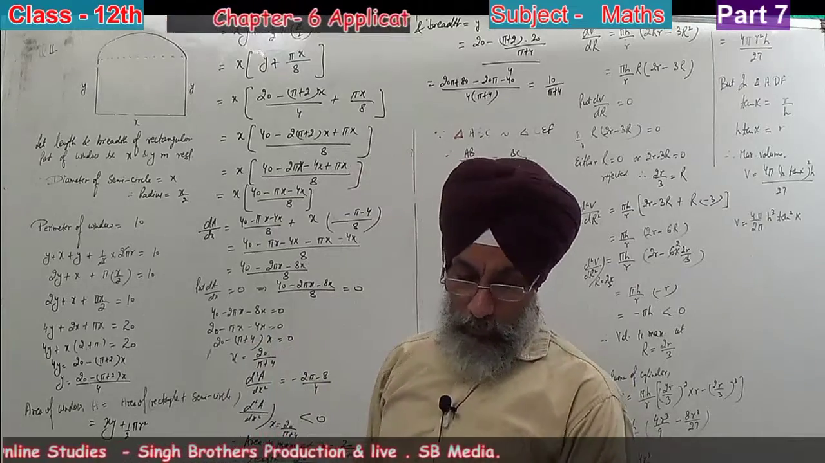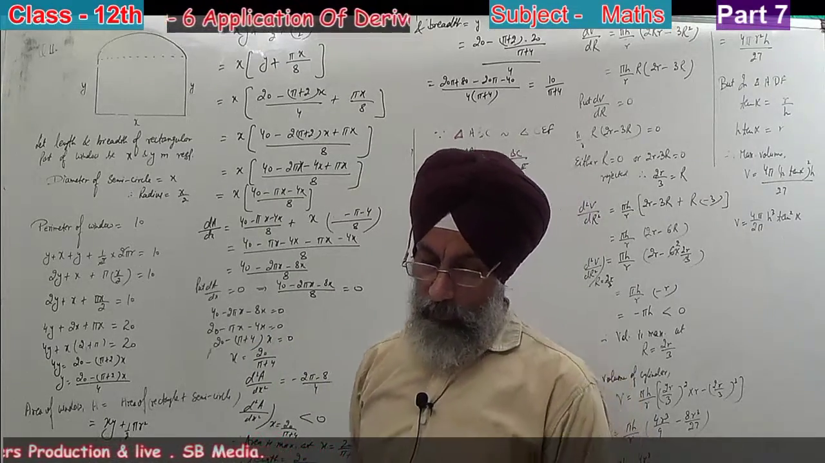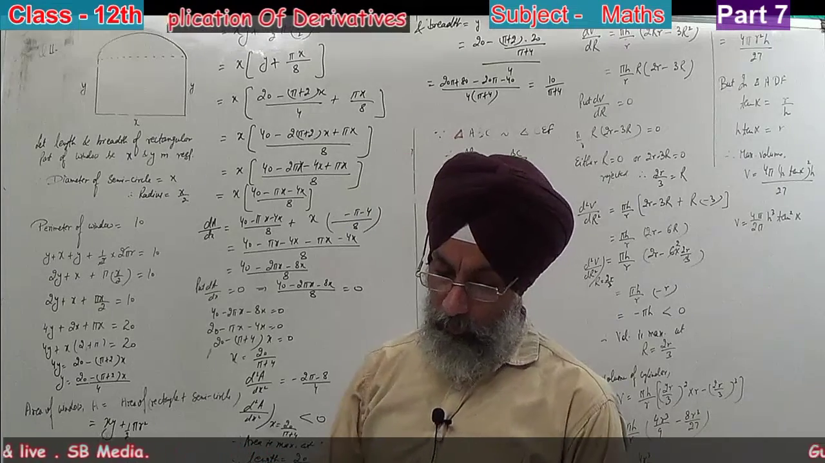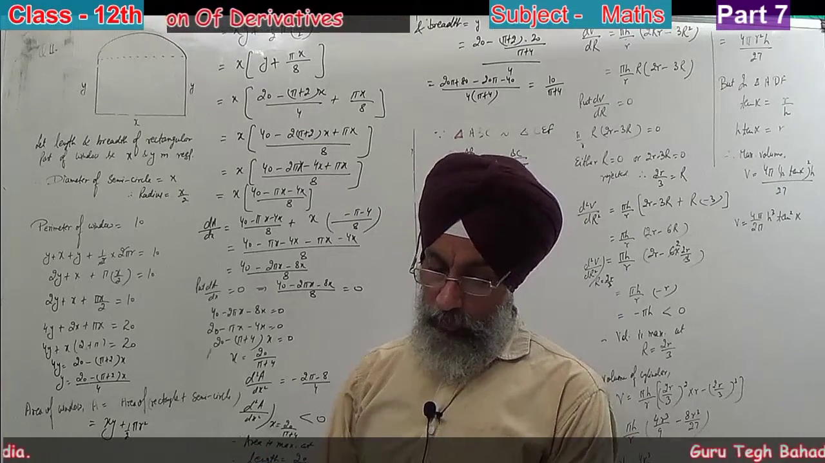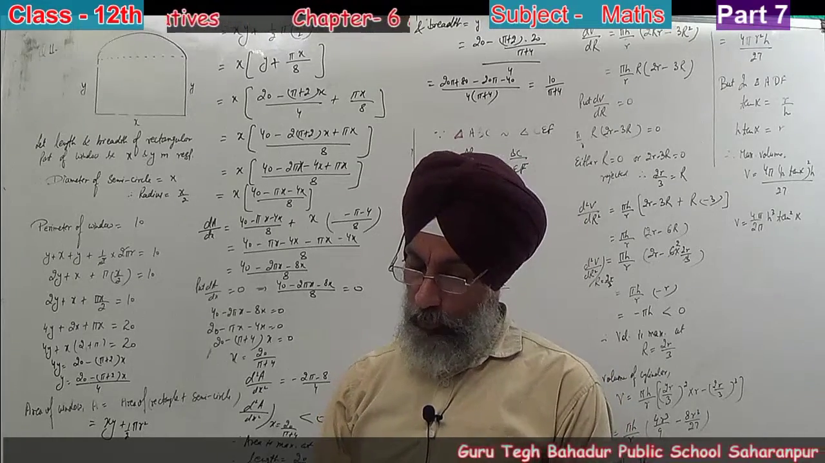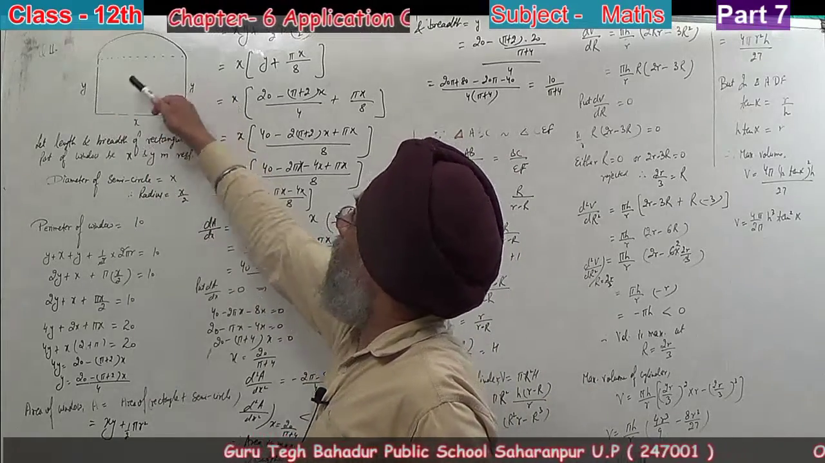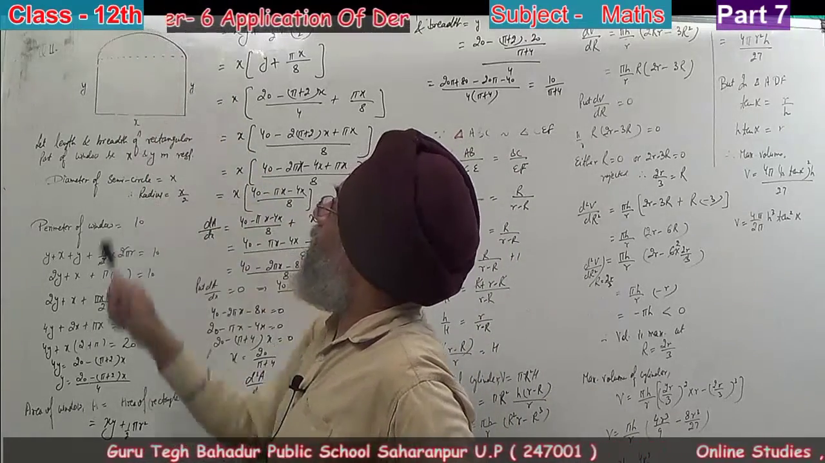I am also discussing question number 11 of the miscellaneous exercise. It is given a window is in the form of a rectangle surmounted by a semicircular opening. Total perimeter of the window is 10. Find dimensions of the window to admit maximum light through the whole opening. Now the window is having a rectangular base and having the top in the form of a semicircle.